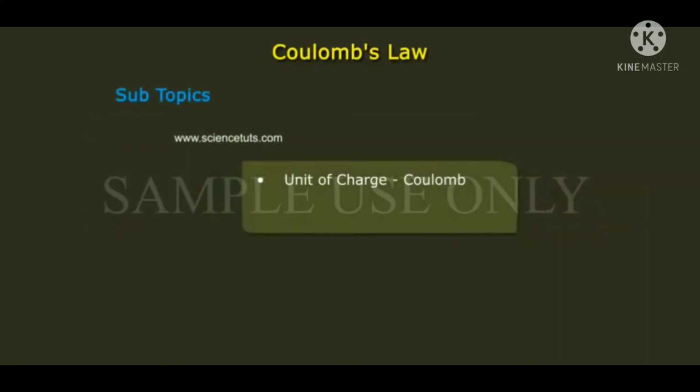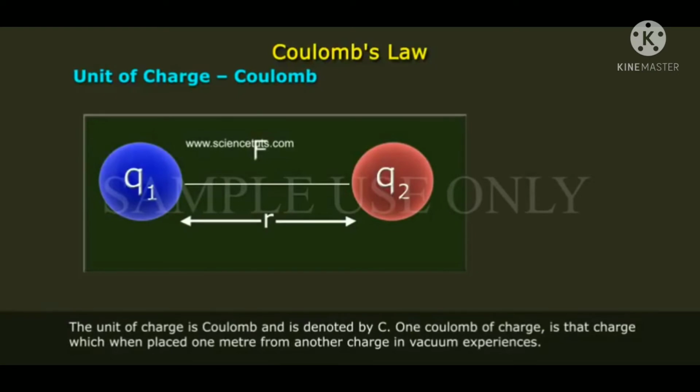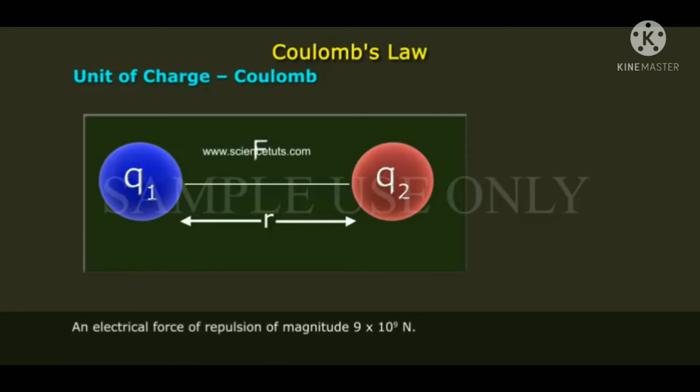Subtopics: Unit of charge, Coulomb. Vector form of Coulomb's law. Unit of charge, Coulomb. The unit of charge is Coulomb and is denoted by C. 1 coulomb of charge is that charge which, when placed 1 meter from another charge in vacuum, experiences an electrical force of repulsion of magnitude 9 times 10 power 9 newtons.